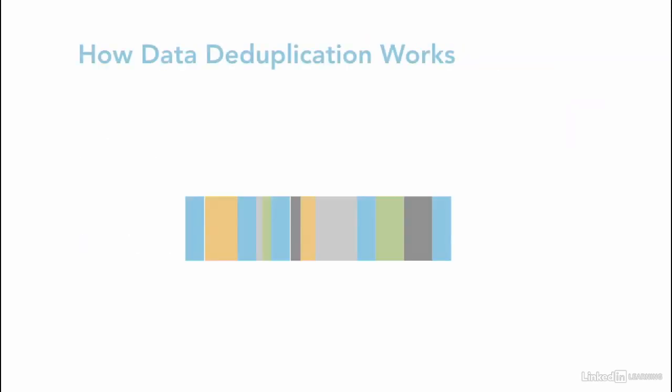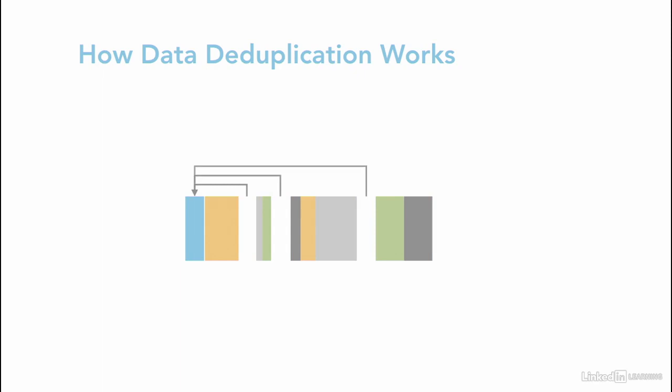Information is stored in blocks of varying size on your hard drive. With data deduplication, blocks are identified that are exactly the same. Redundant copies are removed and replaced with pointers to where that information can be stored only once.